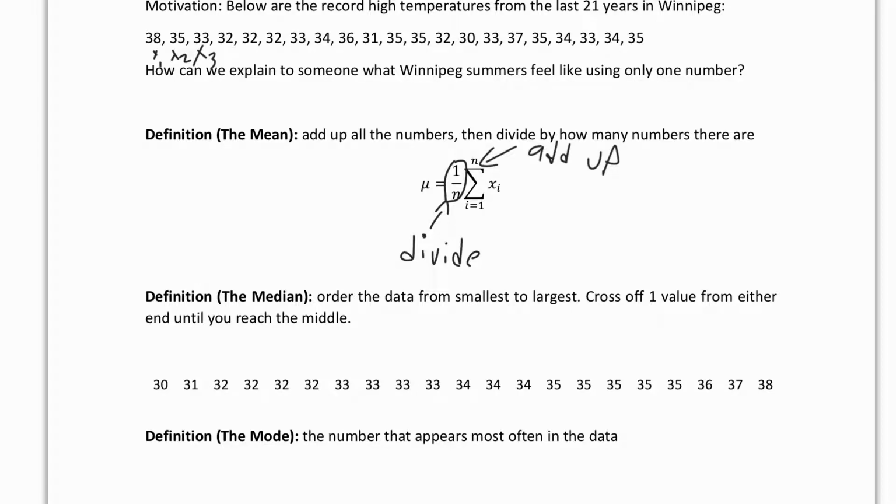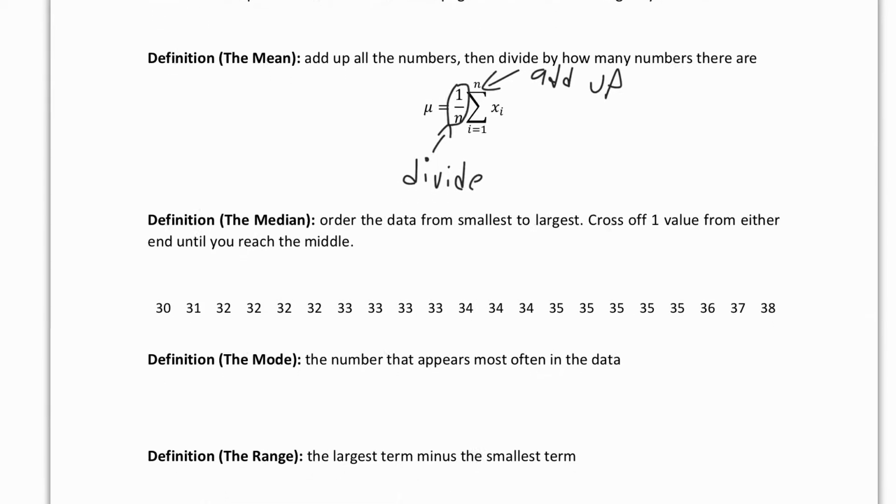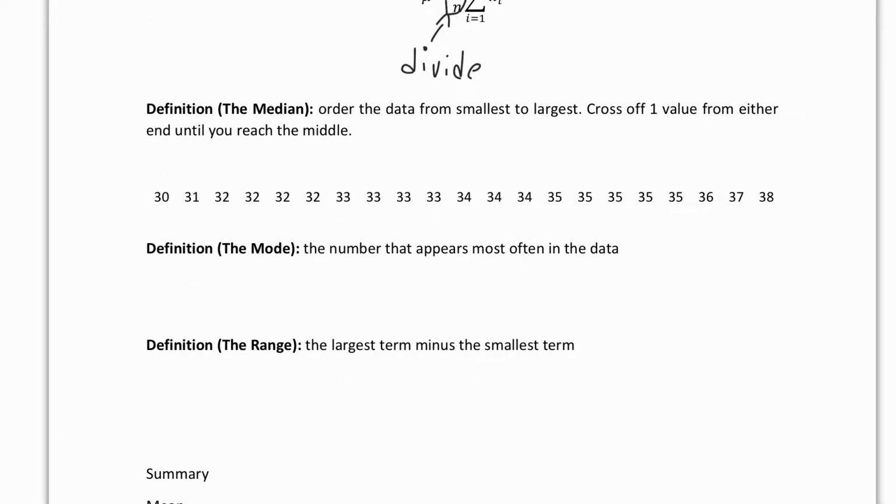But that's not the only number you could summarize the temperature with. Another number you could use, and hopefully you've learned about this before in mathematics, is the median. The median is the middle number. So what you do is you order the data from smallest to largest, and you cross off one value from either end until you reach the middle. So for this one, let's say we cross off the 30 and the 38, then the 31 and the 37, and we just continue like this, crossing off until we find the middle. So you keep going, and it looks like there's only one number left. This would be the median, the middle number right here, 34.